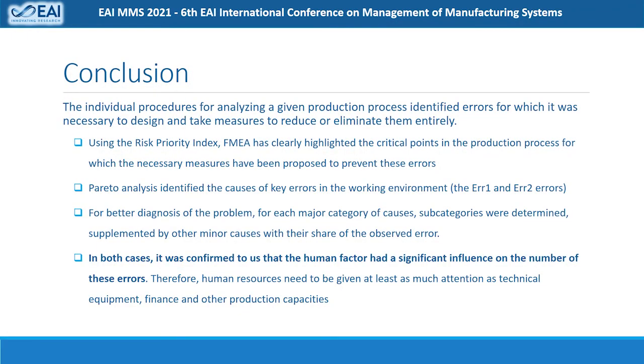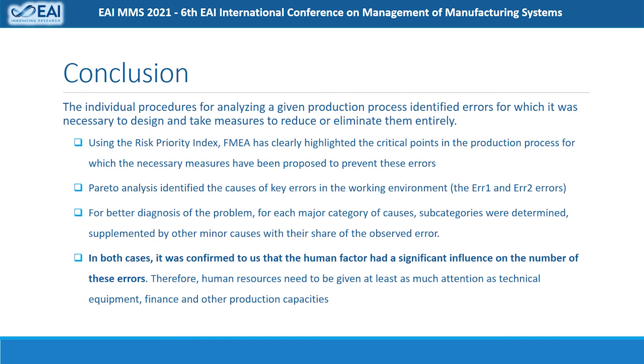The individual procedures for analyzing a given production process identified errors for which it was necessary to design and take measures to reduce or eliminate them entirely. Using the Risk Priority Index, FMEA has clearly highlighted the critical points in the production process for which the necessary measures have been proposed to prevent these errors. The Pareto analysis identified the causes of key errors in the working environment, the error 1 and 2. For better diagnosis of the problem, for each major category of causes, subcategories were determined, supplemented by other minor causes with their share of the observed error.